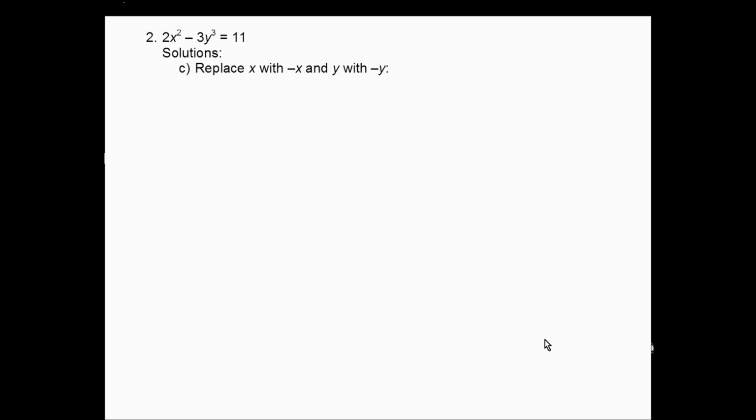So when we do that, we're going to get 2 times negative x squared minus 3 times negative y cubed equals 11. Now, again, if we square negative x, it becomes positive x squared. Cubing negative y gives me a minus on the y cubed, and minus times minus is plus. So I've got 2x squared plus 3y cubed equals 11. That's not equivalent to the original. So it is not symmetric with respect to the origin.